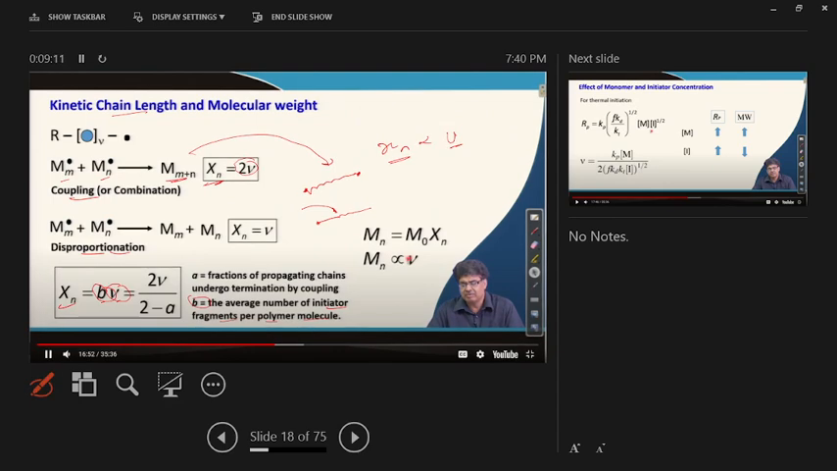Another way is 2V divided by 2 minus A. And what is A? A is the fraction of propagating chains that undergo termination by coupling. So A represents the coupling reaction, the fraction of coupling reaction. Suppose in some case we assume that A is equal to 1. That means the complete reaction occurs by coupling only. So Xn will be equal to 2V upon 2 minus A. Now I am putting A value 1, so it will be 2 minus 1, so 2V upon 1, or you can say 2V.